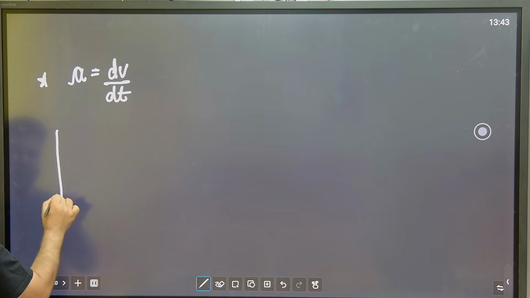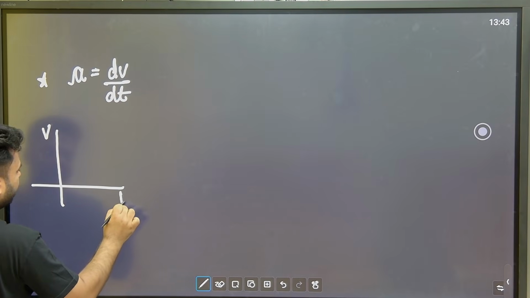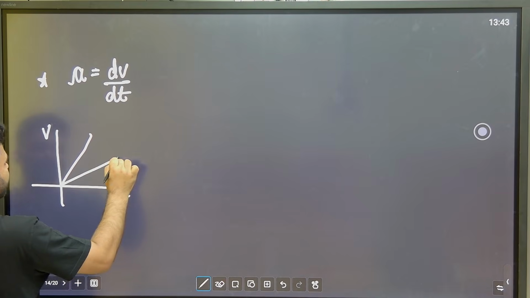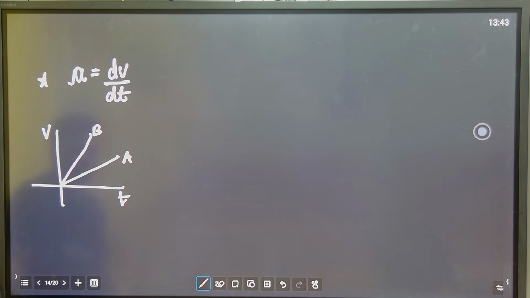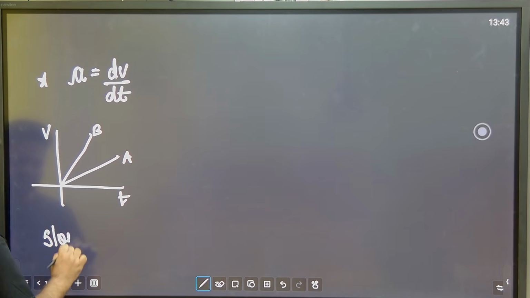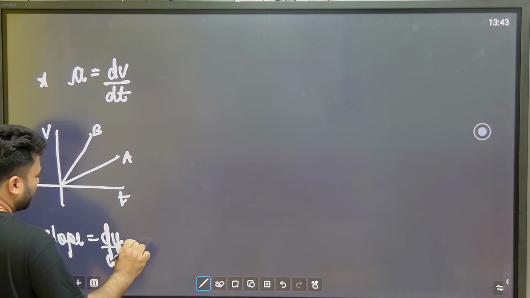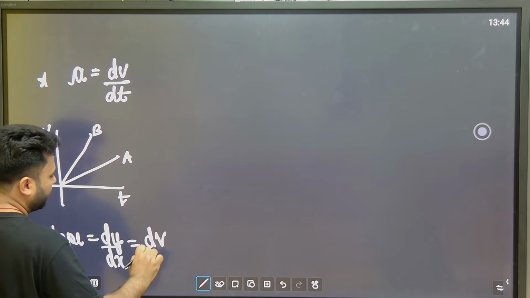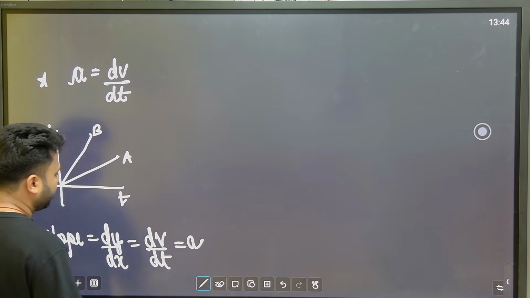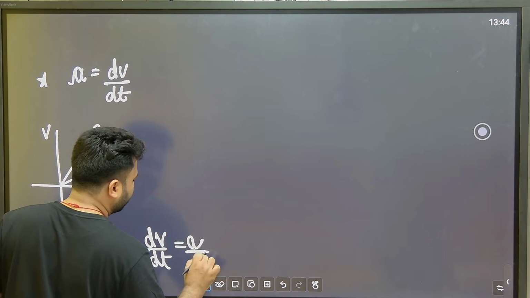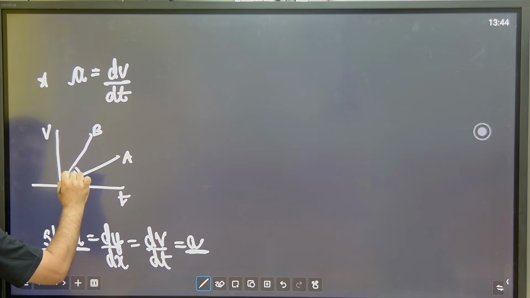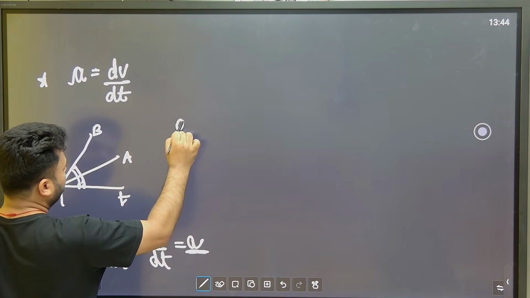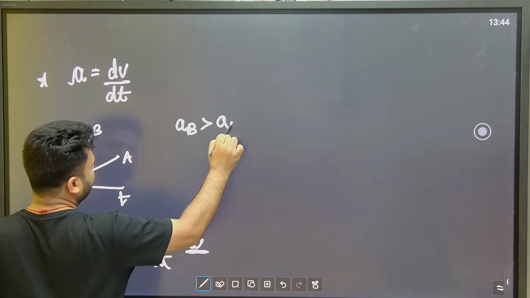So if we have a v versus t graph, this is v, this is t. If I say one of the graphs is like this, this is the graph of particle A, this is the graph of particle B. Now if I ask what is the slope of the v versus t graph, slope general formula is what? dy by dx. So here, in place of y we have v, in place of x we have t, dv by dt. So this is nothing but acceleration. So slope is nothing but acceleration. So they will ask whose acceleration is more. We can see object B has more acceleration, more slope. So acceleration of B is greater than acceleration of object A.